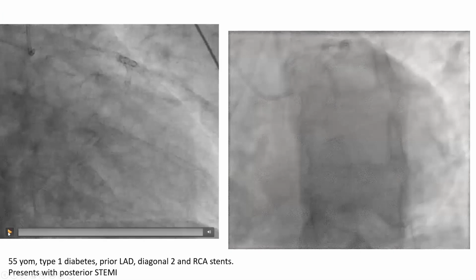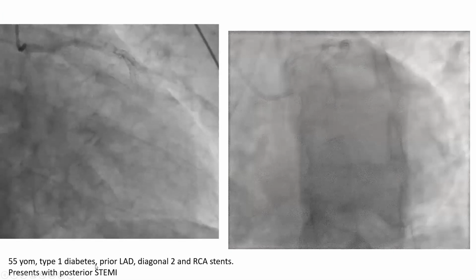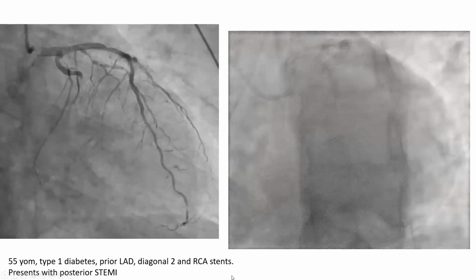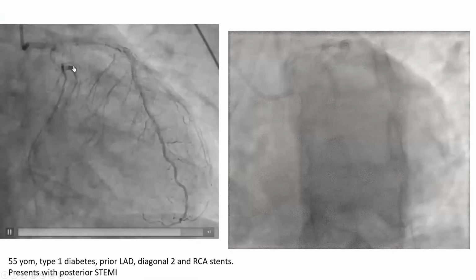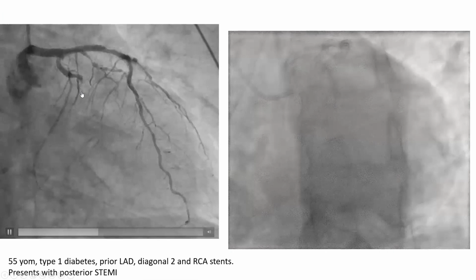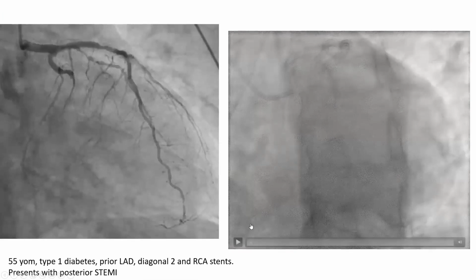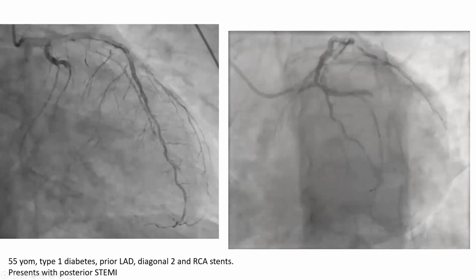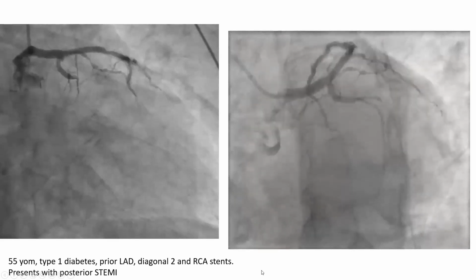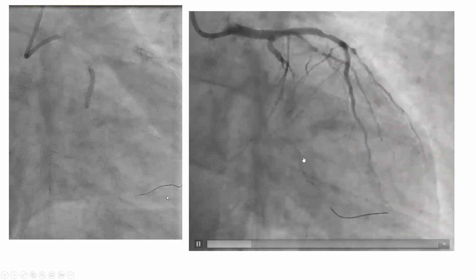Okay, this is another case. This is a 55-year-old man, type 1 diabetes, prior LAD and diagonal stents. He presents with posterior STEMI. And you can see here an occlusion of that first major OM here. You see the stump. Okay, you see the stump here. So we stented this. And after stent, this is what we have.